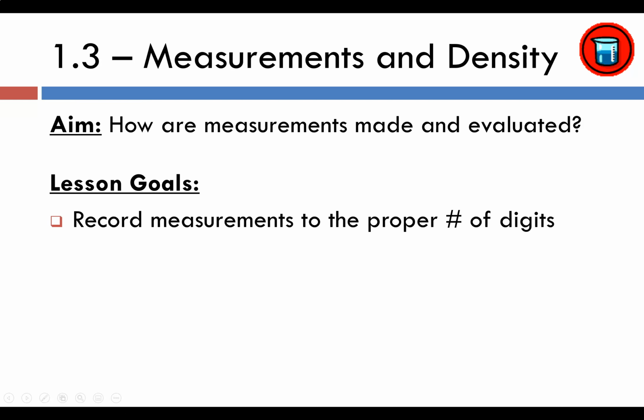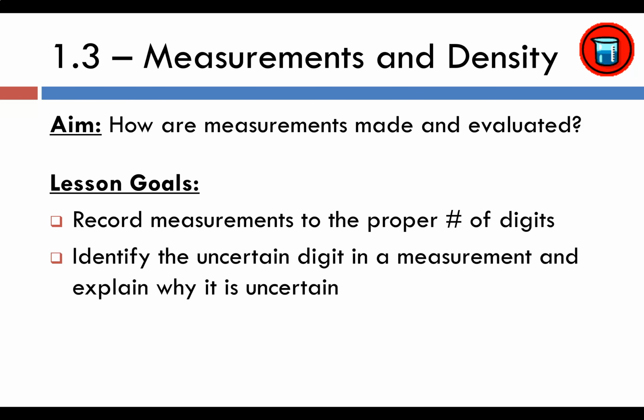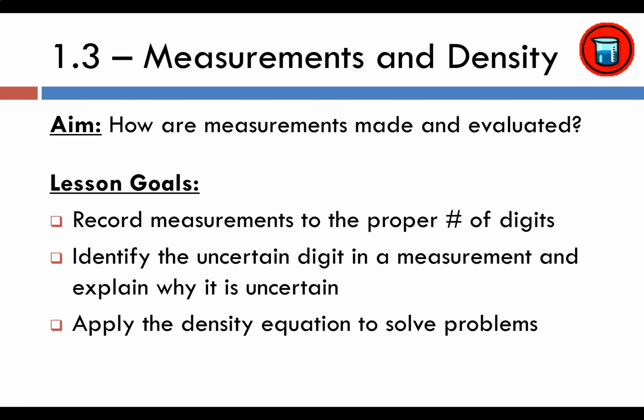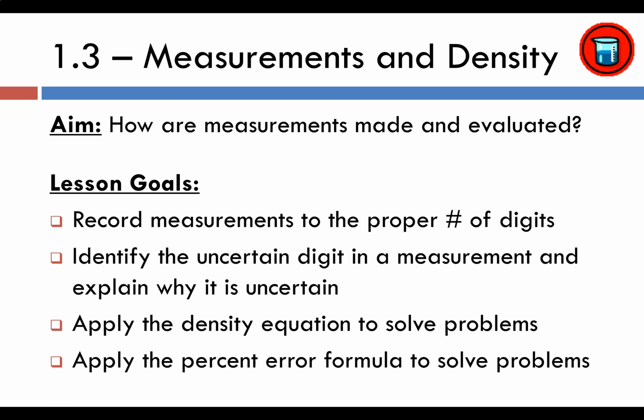First, we're going to learn how to record measurements to the proper number of digits. This is a skill that will really serve you well in the lab. Next, we're going to be able to identify the uncertain digit in a measurement and explain why it is uncertain. We're going to apply the density formula to solve problems. There's a good chance you've already been introduced to this formula. And we're going to apply the percent error formula to solve problems as well. All right, let's get into the lesson.